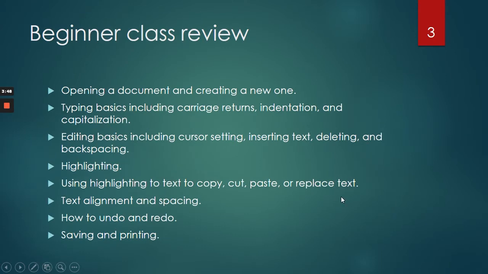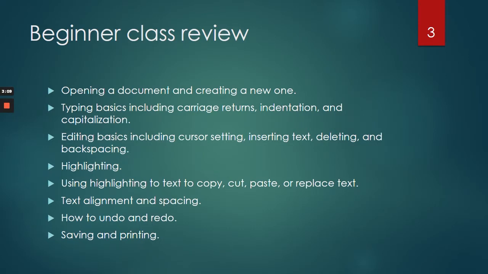So we're going to start with the review. We learned how to open and close a Word document. We learned about using carriage returns to start a new line, using the Tab key to do indentation, and using the caps lock and the shift keys to do capitalization. We learned to move the cursor using the mouse and the arrow keys. We learned to insert text and how to delete text using the delete key and the backspace key. We went over the basics of highlighting and then using highlighted text for copying, cutting, and pasting.